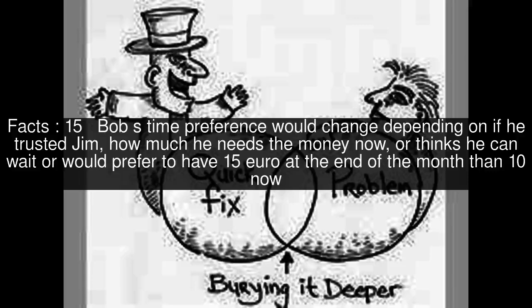Bob's time preference would change depending on if he trusted Jim, how much he needs the money now, or thinks he can wait, or would prefer to have €15 at the end of the month than €10 now. So present and expected needs, present and expected income affect the time preference.